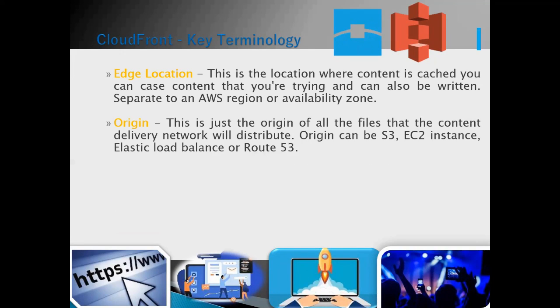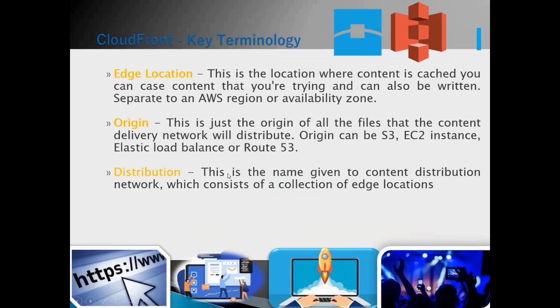Origin. So what is an origin in CloudFront? Origin is basically where your data is right now. In which server is your data located, or from where is your data cached? This is the origin of all the files that the content delivery network will distribute. So the CDN will distribute your data, and for that, what is the main source of the data? The origin can be S3, an EC2 instance, an Elastic Load Balancer, Route 53, or even your local server.